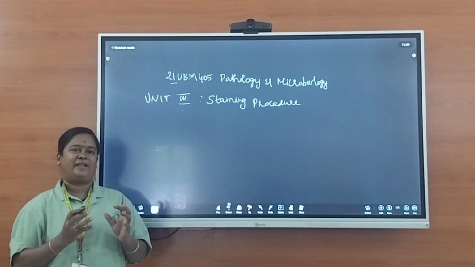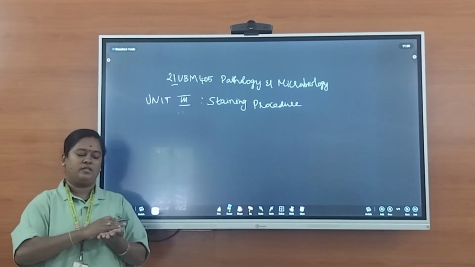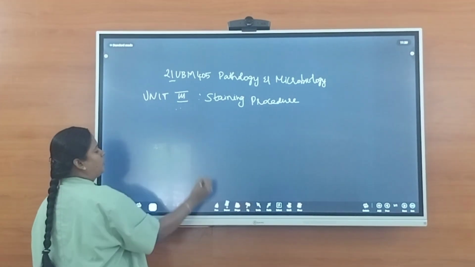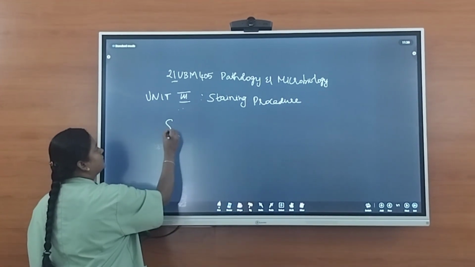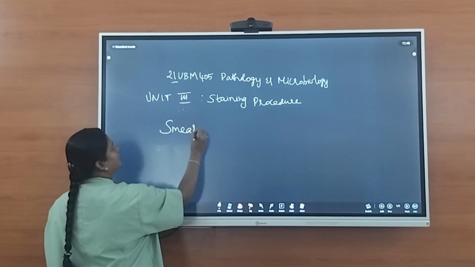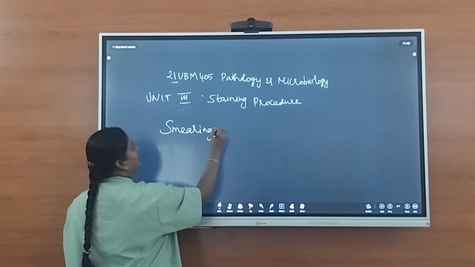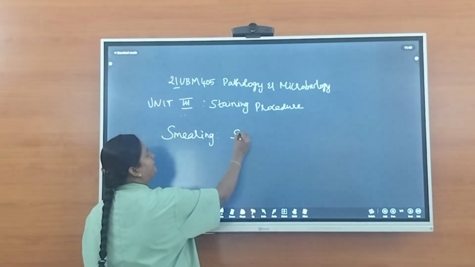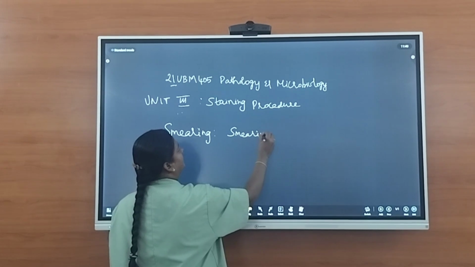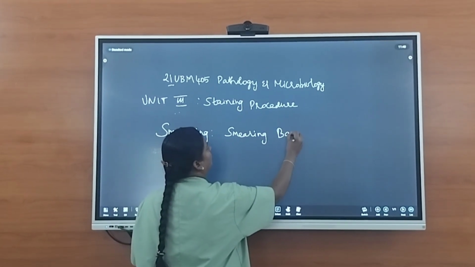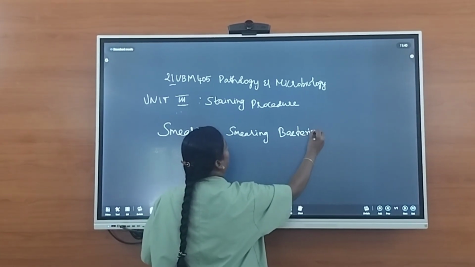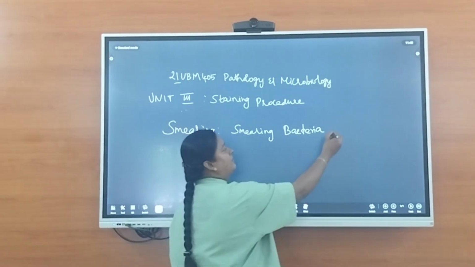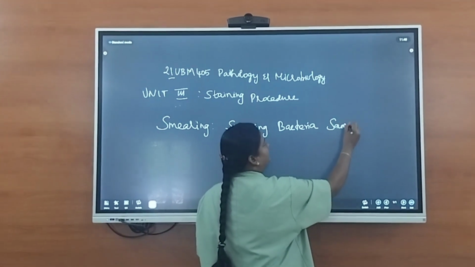So first we should take the bacteria on the slide. So we have a micro slide, and that slide has to be smeared. The first process is smearing. Smearing means taking the sample on the slide. So we are applying the bacteria sample, because now we are going to check whether the bacteria is gram-positive or negative. So we are taking the bacteria sample and smearing it on the micro slides.